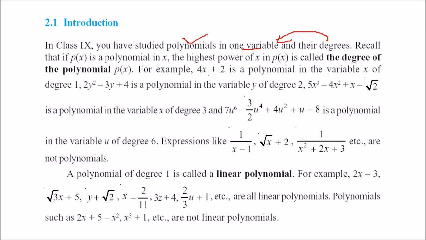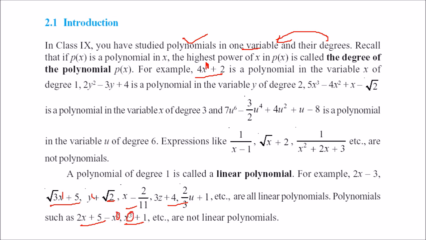What is the degree if you have a polynomial and you have a variable? The highest power of this variable is known as the degree. So we'll discuss the linear polynomial. For example, this one is linear. These all are linear because we have x to the power 1, y to the power 1 like this. And polynomials like this are not linear, because they have x to the power 2, x to the power 3.